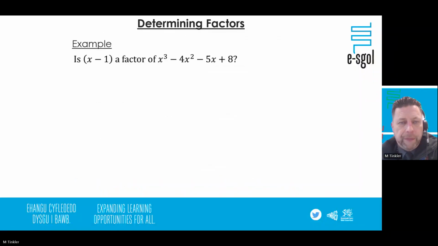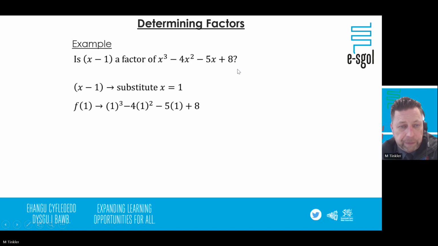Next one. So, are these factors? Is x minus 1 a factor? Now, the classic mistake people make here is subbing in minus 1. You don't, you sub in 1. X minus 1, the reason why you sub in 1, because you're looking for x minus 1 to equal 0, and that will be when x equals 1. So when you substitute in 1, what answer do we get?